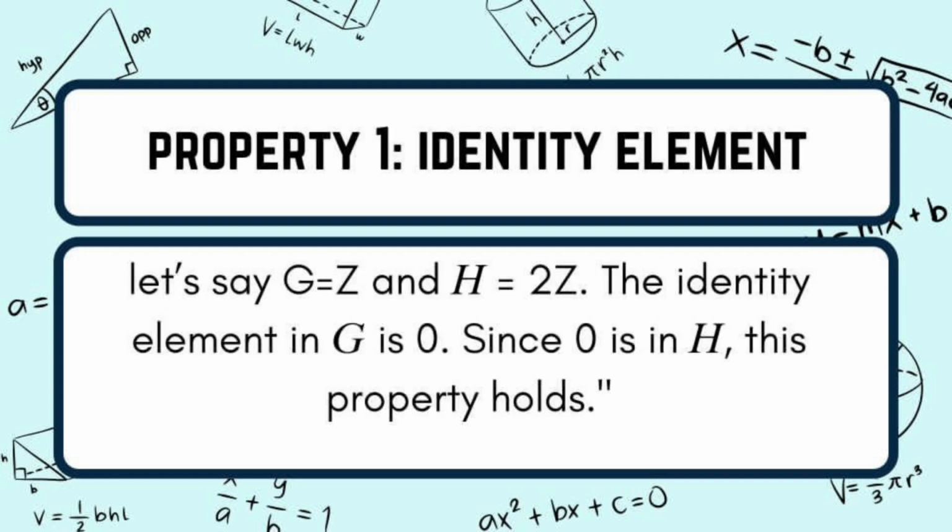For instance, let's say G is equal to Z, the integers under addition, and H is equal to 2Z, the even integers. So the identity element of G is equal to 0. Since 0 is in H, this property holds.